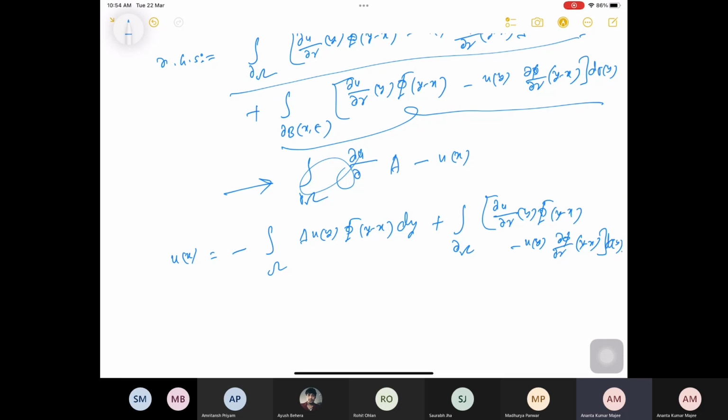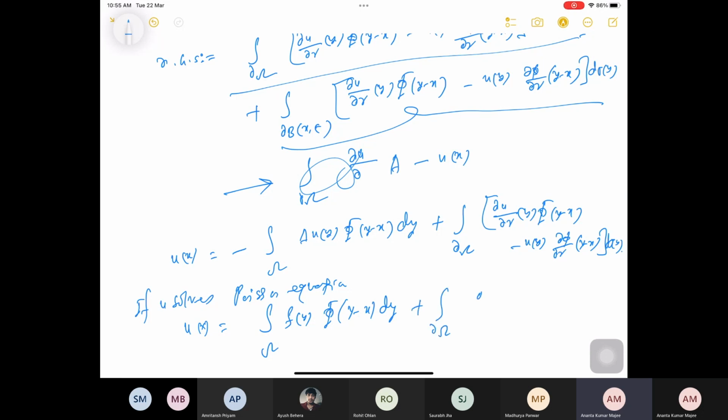We are just assuming that u solves the Poisson equation. That means I have minus Laplace u is equal to f. So from there I have u of x is equal to the integral over omega of f of y Φ of y minus x dy, because minus Laplace u is f, plus the integral over del omega of dou u dou nu of y Φ of y minus x minus g of y, because u is equal to g on the boundary, so this is g of y dou Φ dou nu of y minus x, d sigma y.